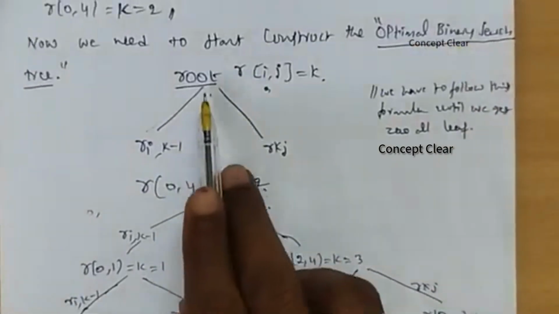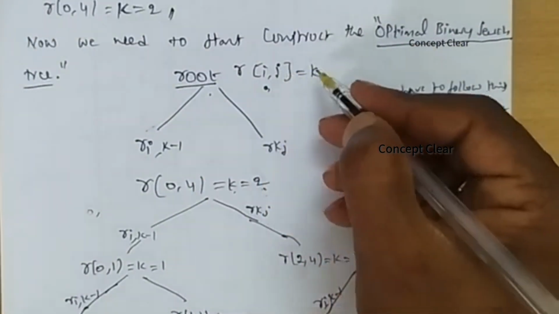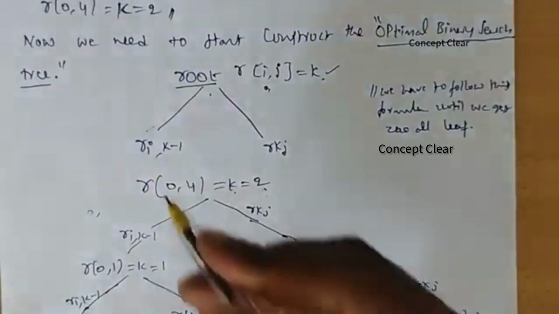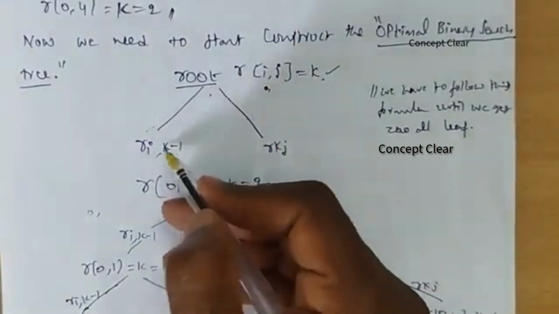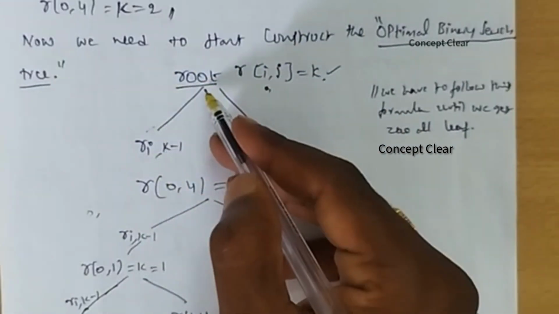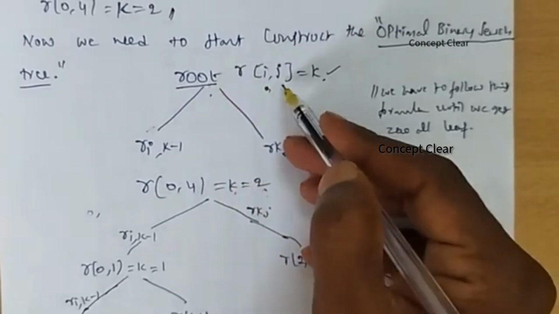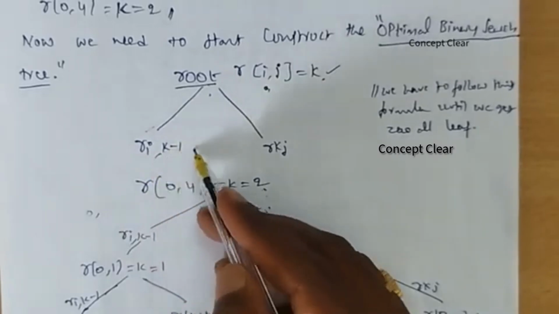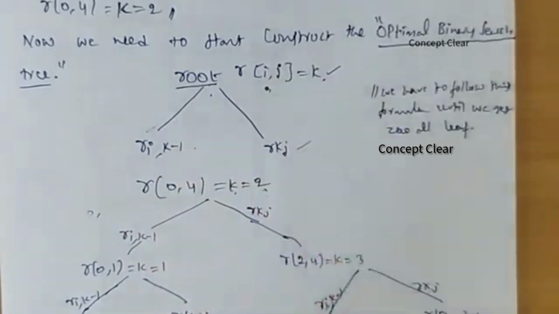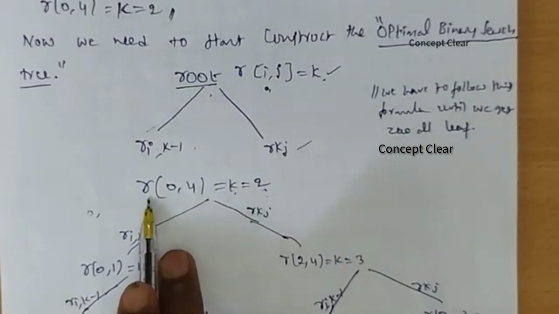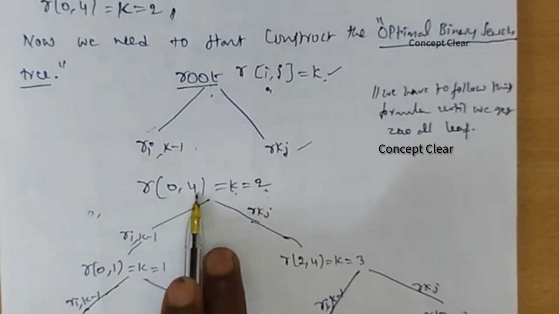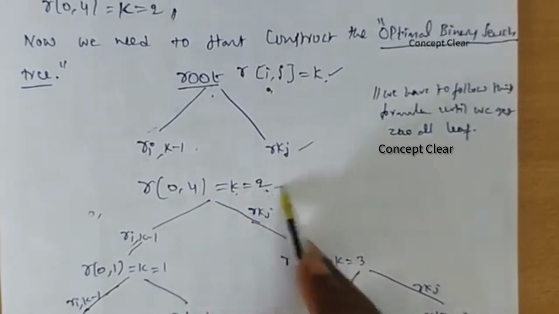How to construct? Root element is R of I comma j, that equals K. And what is the condition? See here, this is the general diagram for construction. Root element is R of I comma j equals K. The left side is R of I comma K minus 1, and the right side is R of K comma j. Assume here the root element is R of 0 comma 4, that equals K. What is the 0 comma 4 value? K equals 2.